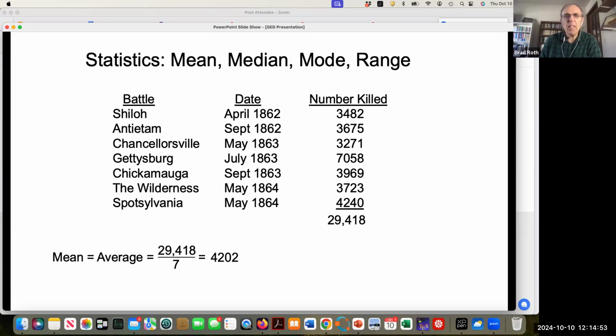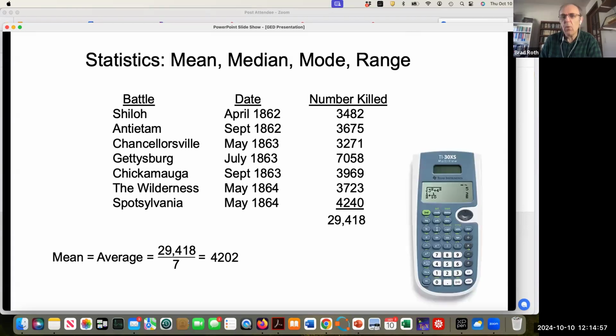Now, how about the median? First of all, when you're calculating the mean, you may need a calculator to add up those numbers, a little hard to do by hand. There is one calculator that's allowed on the GED test. It's allowed on the math. It's also allowed on the social studies and science. It's the TI-30X. I can't quite see it here because people are in the way, but it's the one shown here on the right. I have a TI-30XA. It's a completely different calculator.